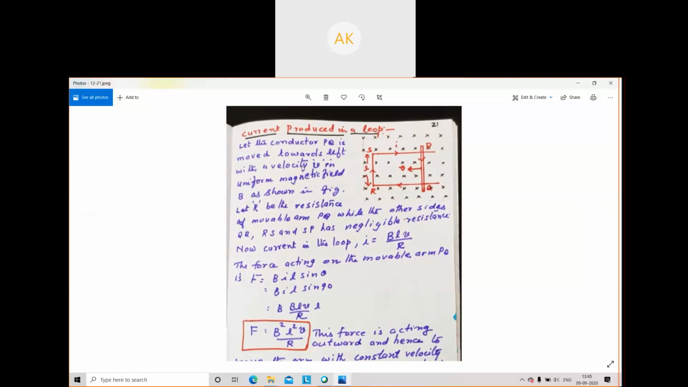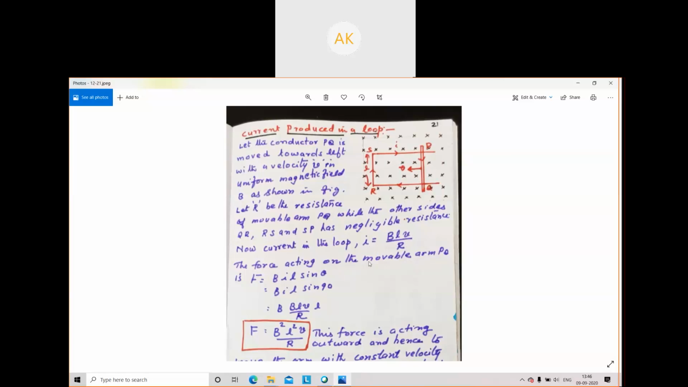Let the conductor PQ be moved towards left with a velocity v in a uniform magnetic field B as shown in the figure. Let R be the resistance of the movable arm PQ, while the other sides QR, RS, ST have negligible resistance. We consider only the resistance of this arm. So current will be EMF by resistance, BLV by R. Current induced will be small i equal to BLV by R. According to Ohm's law, EMF by resistance will give the current.